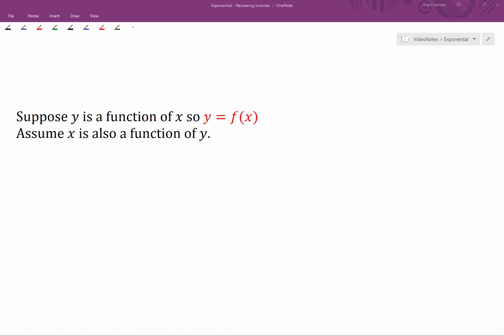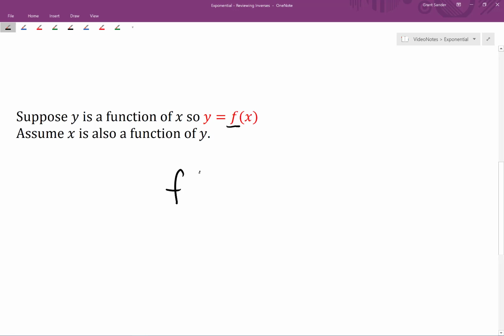Recall that when a function has a function inverse, the function and the inverse of that function represent the same relationship, but the input and output quantities are switched. So as an example, suppose y is a function of x, so that y equals f of x. So in this case, the name of our function is f. Let's also assume that x is a function of y.